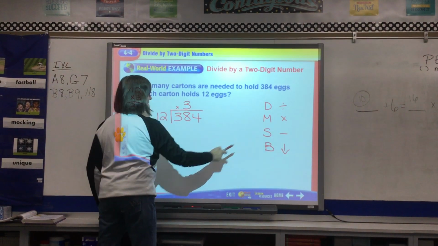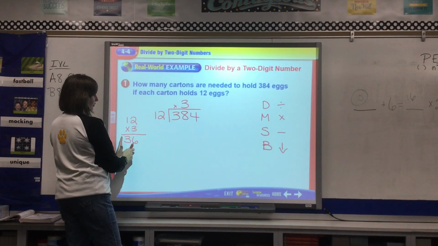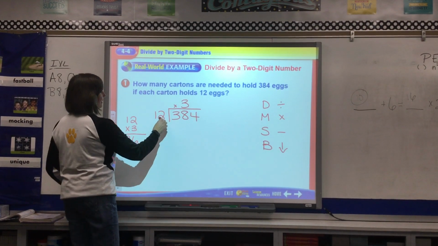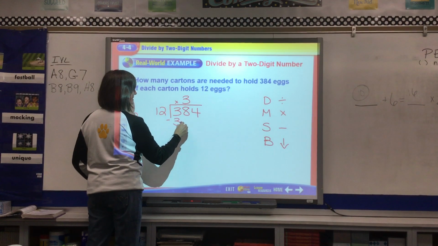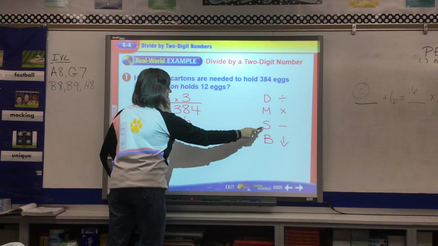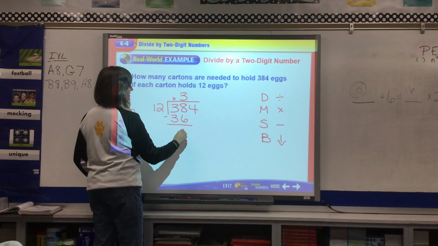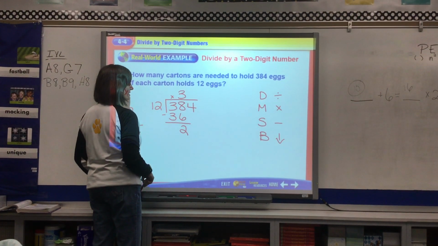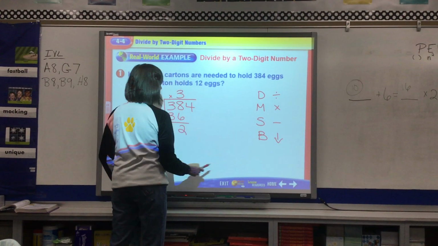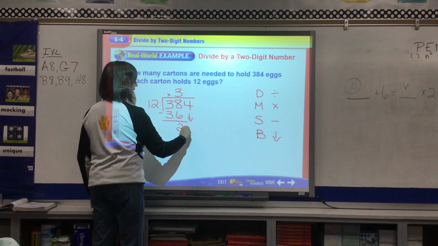Now we're doing the multiplying step, which we really already did over here, so don't erase your work. 12 times 3 is 36. Our third step is to subtract. 8 minus 6 is 2, and 3 minus 3 is 0. And our last step is to bring down, so we're going to bring down the 4.